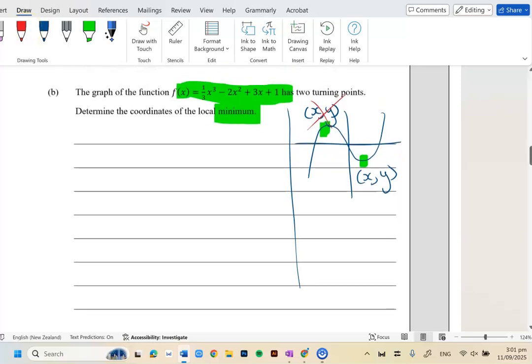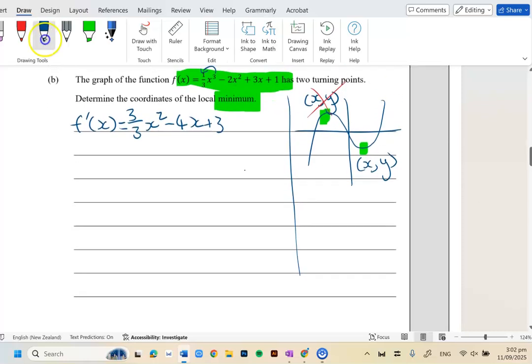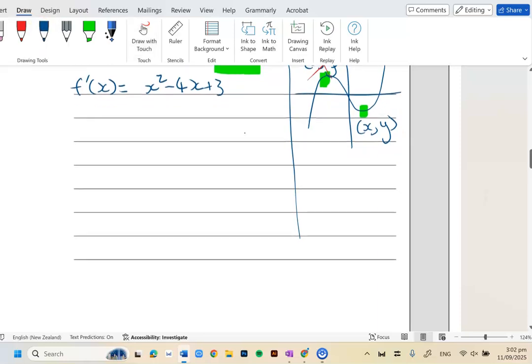So determine the coordinates of the local minimum. What you always have to do is derive the equation first, because that's what you do for most things, just derive. So f dash of x will equal... Okay, when we're deriving fractions, we just take the power and multiply by the top number. So that will be 3 over 3 x squared, take 1 off the power, remember, negative 2, so negative 4x. That's just going to become plus 3 because there's just 1x, and now this also simplifies to 1, so we can just write it as x squared because we don't write 1s.